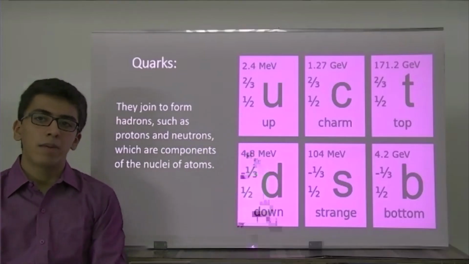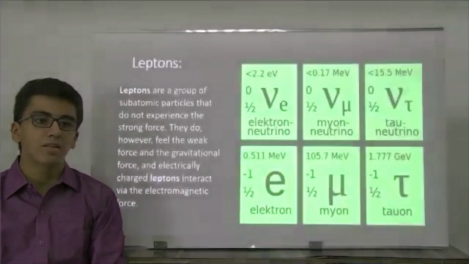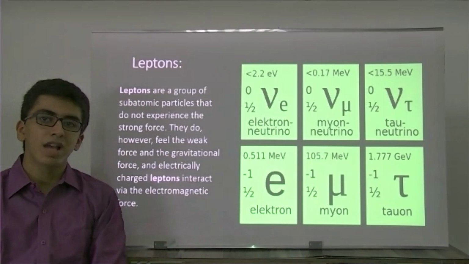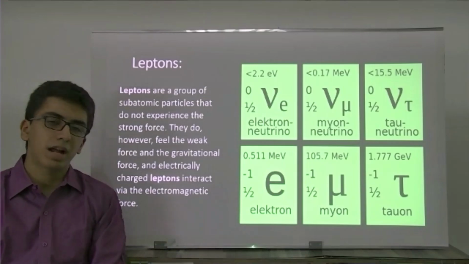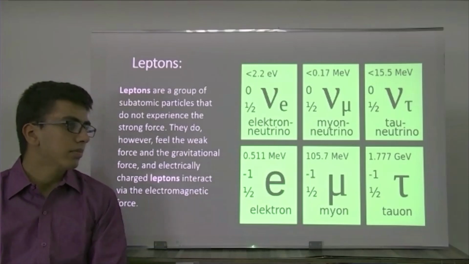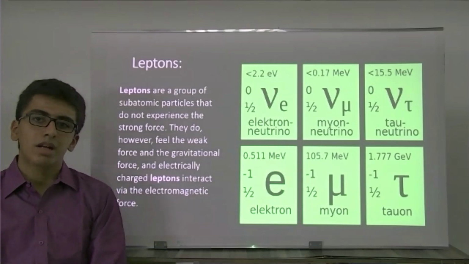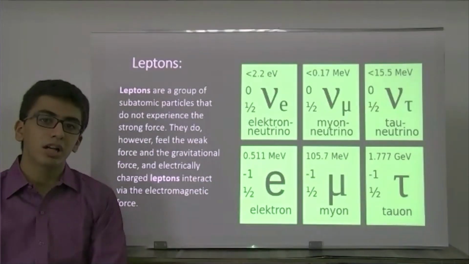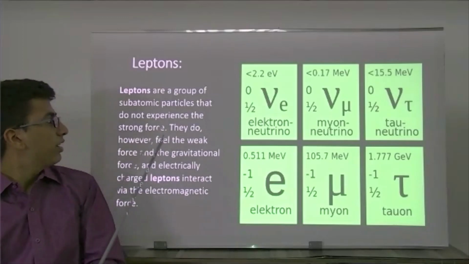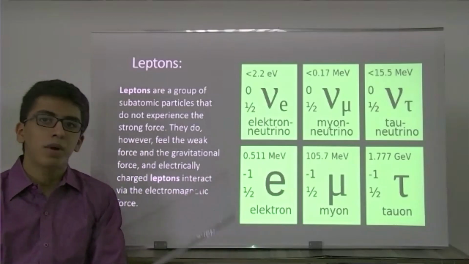Now I'll be talking about the leptons. In an atom, the quarks make up the nucleus of the atom, and leptons revolve around that. Like we see the electron, the electron revolves around the atom. So that will be coming under the leptons. Leptons are not limited to revolving around the atom, but that's a good example of them. They are a group of subatomic particles.